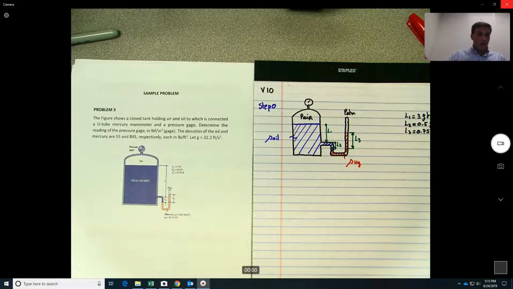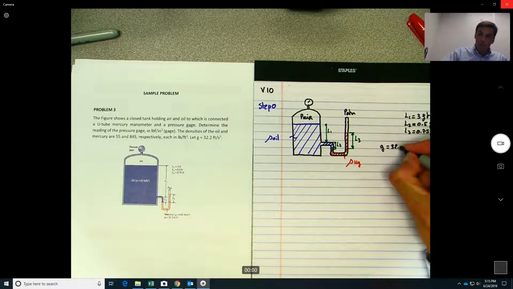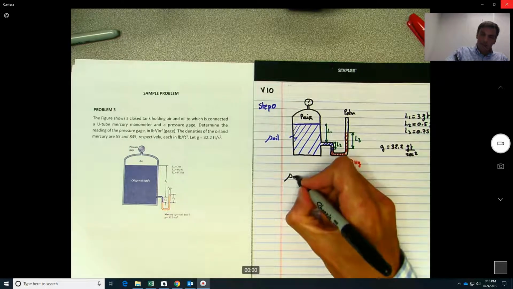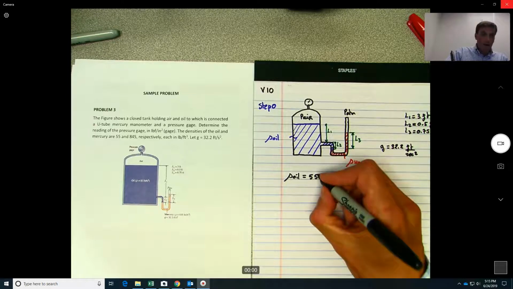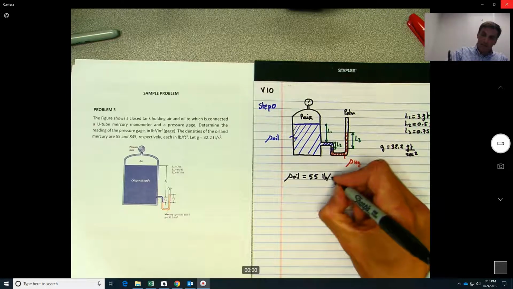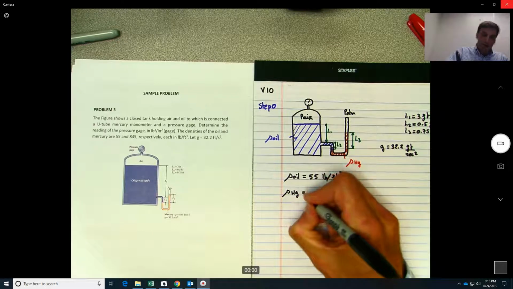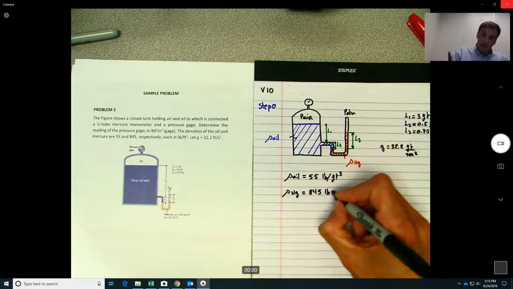So what else do we have in the problem? We know g equals 32.2 feet per second squared. Density of oil, 55 pound mass per cubic foot, and density of mercury, 845 pounds mass per cubic foot.